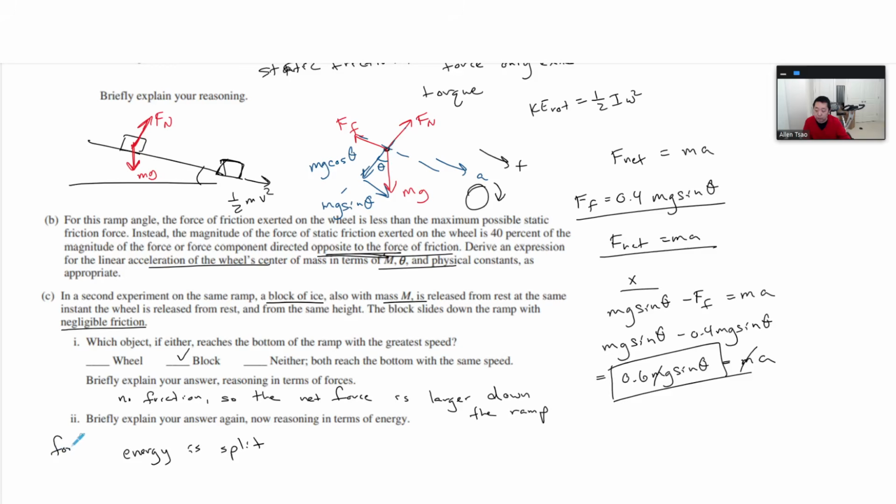So for the wheel, the same potential energy is split between rotational kinetic energy and translational kinetic energy. Whereas for the block, all of the energy just goes into translational kinetic energy. Okay?